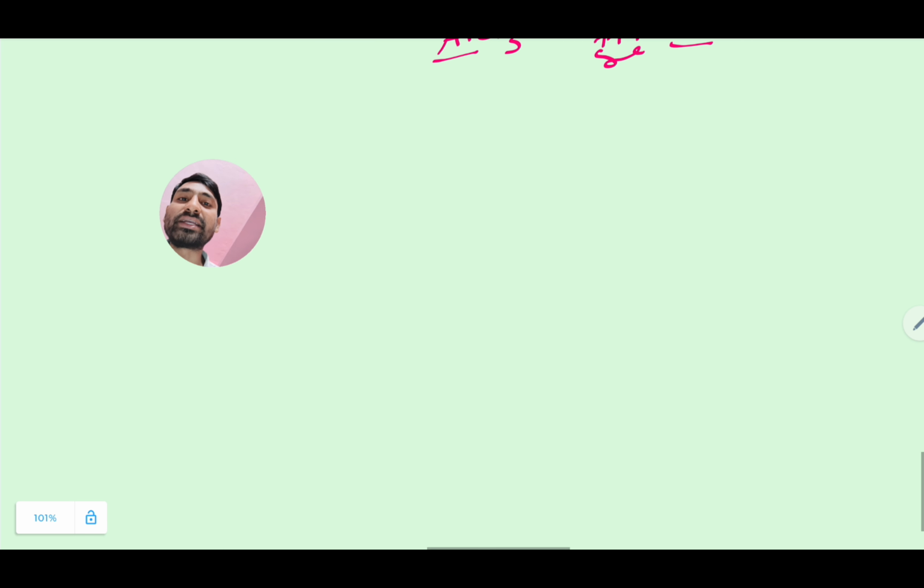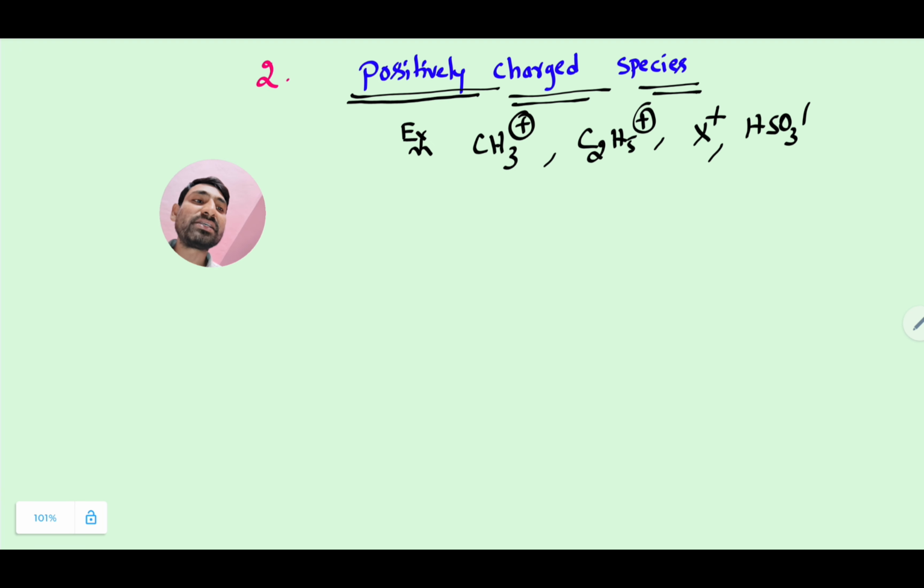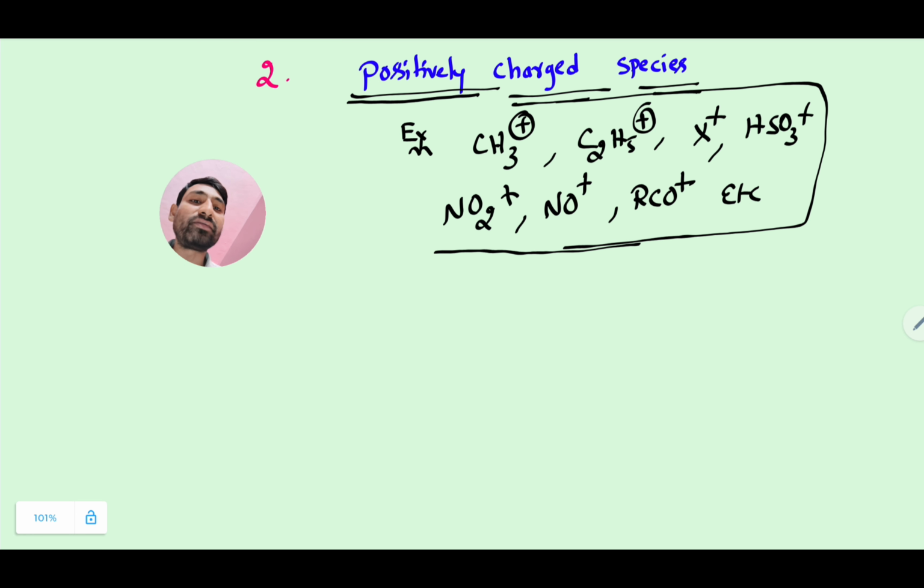Now move to the second category. Positively charged species act as electrophiles. For example, CH3 plus is electron deficient. CH3 plus, C2H5 plus, X plus (halogen plus), HSO3 plus, NO2 plus, NO plus, or CO plus: these are all electron deficient, so they can accept electrons from someone and act as electrophiles.